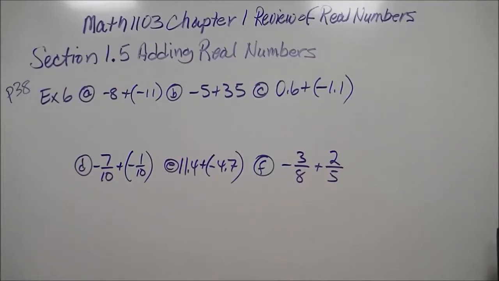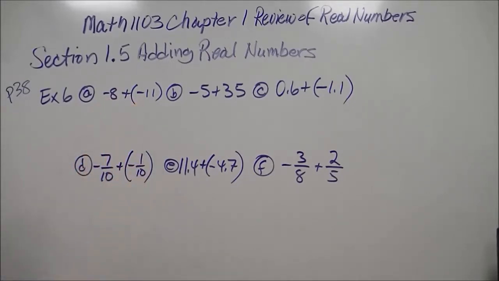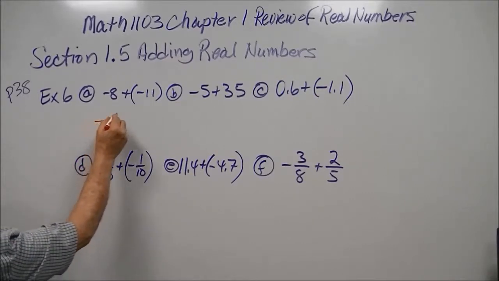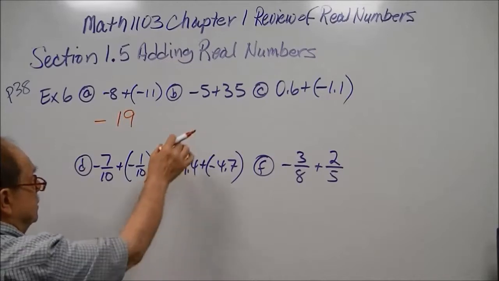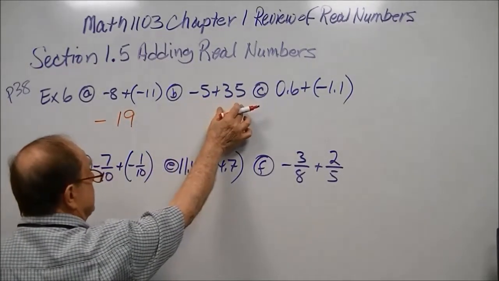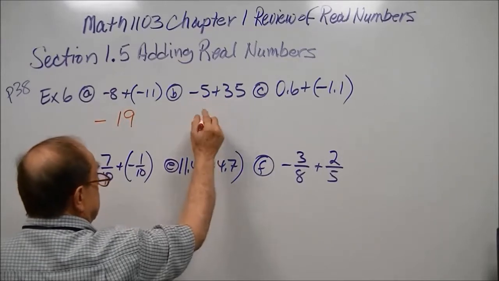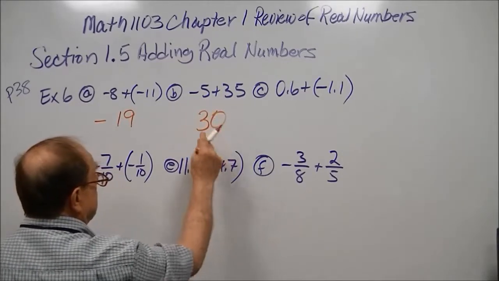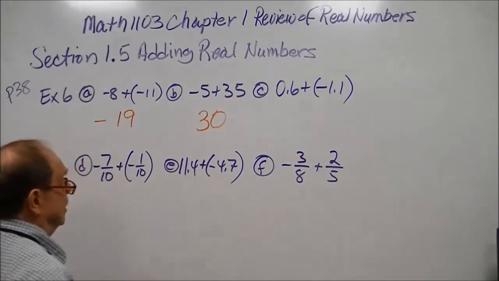And for these, again, we're interested in strategy, what to do. Here we see they're both negative, so we just add them up and apply the negative sign. Here, one is negative, one is positive, so we're going to subtract, get a 30, and apply the sign of the larger absolute value, which is positive already.